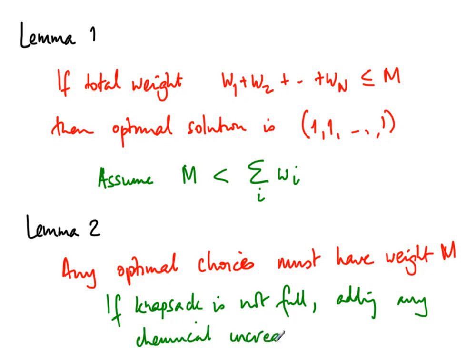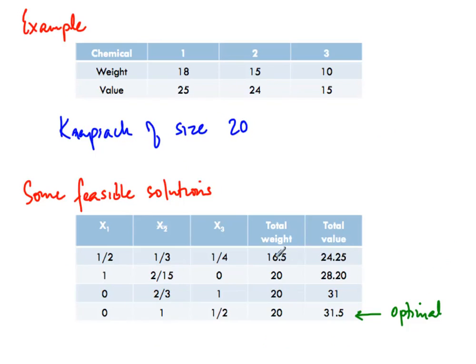Of course, we are assuming that all the chemicals have non-zero value. If you have something which is worth nothing, then you don't get anything by adding it. But in general, the problem is interesting if all the chemicals have some positive value. So if the knapsack is not full, then adding any chemical increases the value, so it cannot be optimal. If we go back to the previous example, the situation where we have only 16.5 in our knapsack can never be optimal. We must get up to 20. Among 20 we have different choices, but we must at least get up to 20 before we can even hope to be optimal.